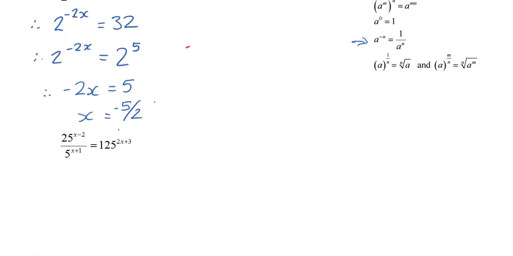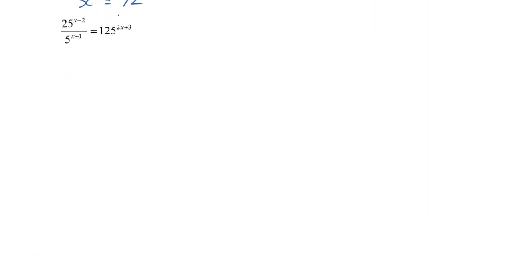The next one down. Okay, again, the first thing I'm noticing is these bases are all different. So I'm going to have to change them into something that looks the same. So 5 there, that's a prime number, so that one can stay. Now I can make 25 into a base of 5, and I can probably do it with 125 too. So let's start with 25. We know 25 is 5 squared.